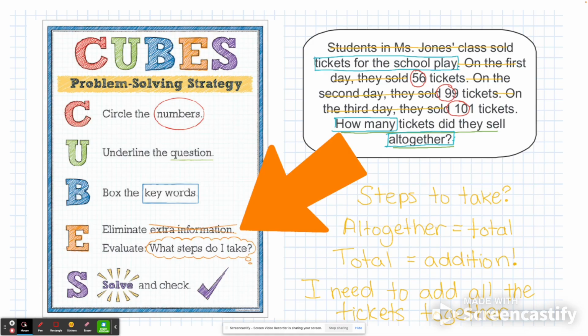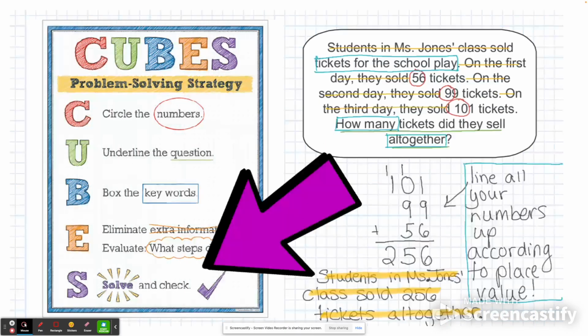Well, I know, as I talked about in the previous slide, that all together means total, and total means addition. So I need to take the steps to add all the tickets together. And I know my values because I've circled 56, 99, and 101 tickets.